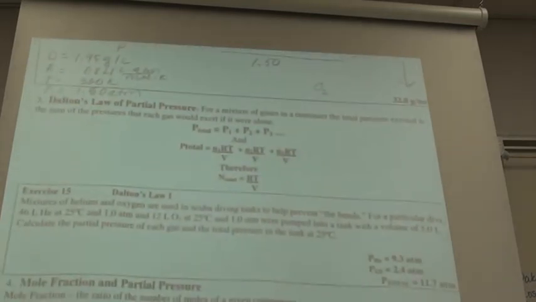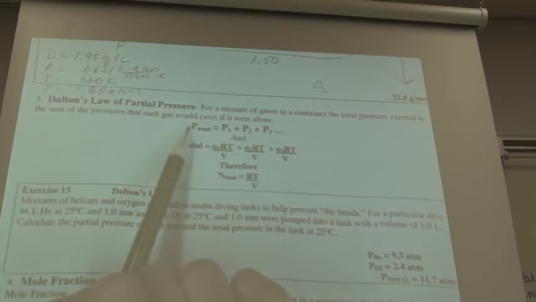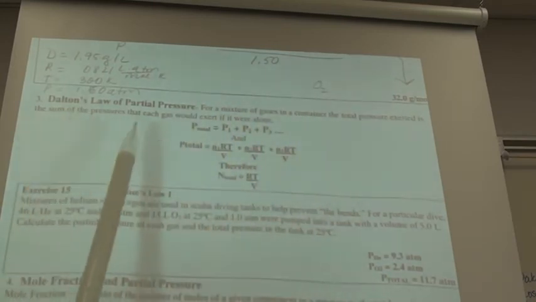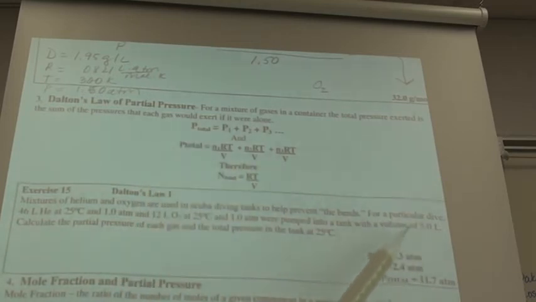All right, now, Dalton's law of partial pressure. For a mixture of gases in a container, the total pressure exerted is the sum of the pressures that each gas would exert if it were alone. What are they talking about?